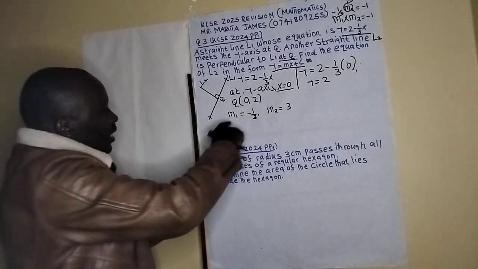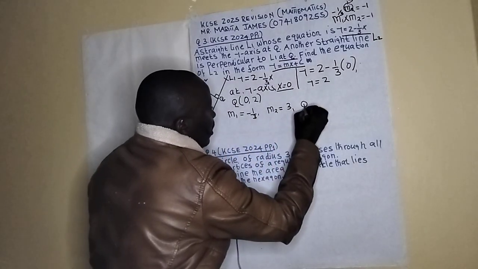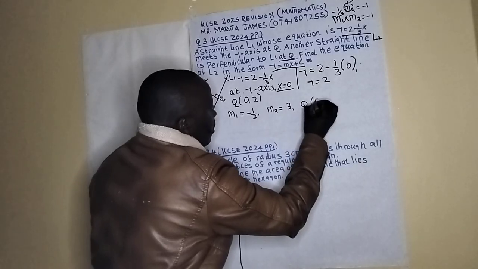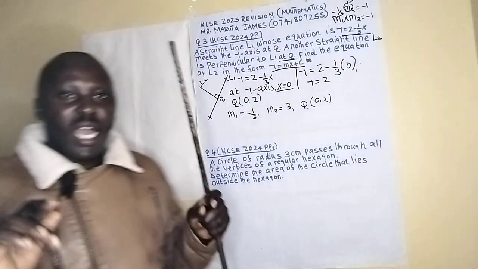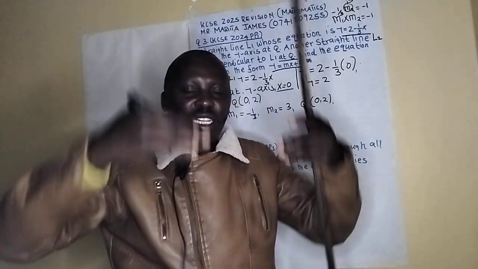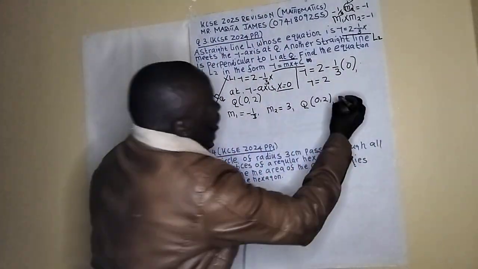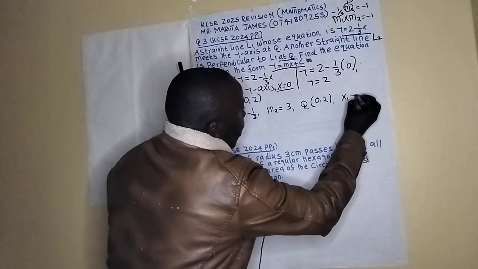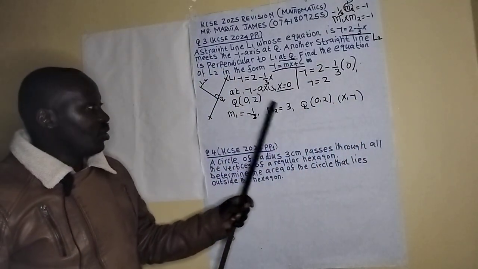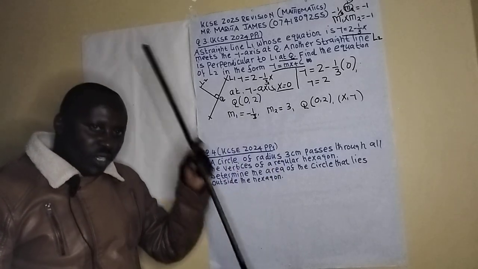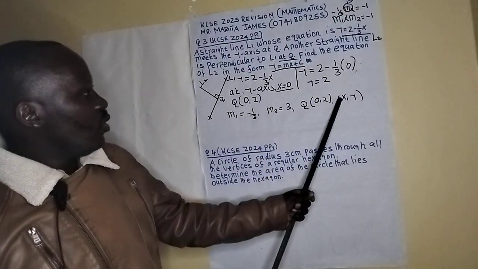3. Then the point on this line is Q, and the coordinates at point Q are 0, 2, and then we should have imaginary coordinates. The imaginary coordinates of this line 2 are x and y. So having these, that is the gradient, which is equal to 3, then we have the coordinates of this line Q, which is 0, 2, and then we have x and y.